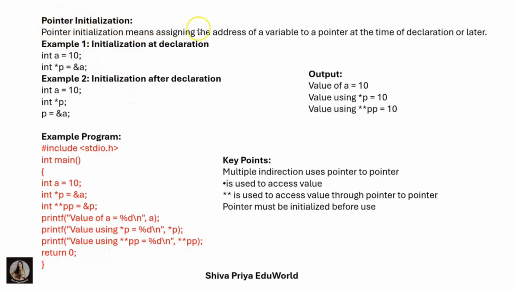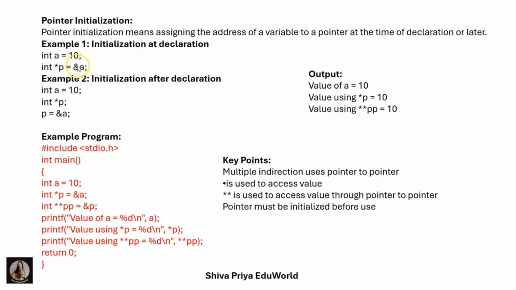Pointer initialization means assigning the address of a variable to a pointer at the time of declaration or later. Initialization, all of you know, is assigning a value to that variable at the time of declaration or later also. Initialization at declaration: int a is equal to 10, I have assigned the value 10 to the variable a. Int asterisk p is equal to address of a. I have initialized p with the address of a. Clear?